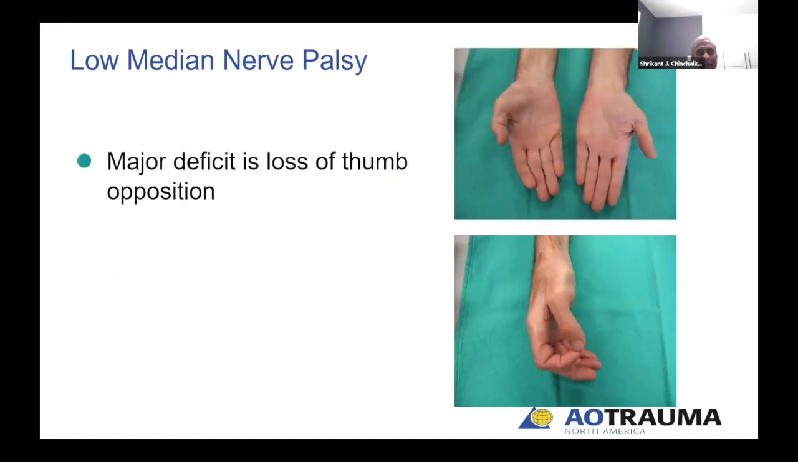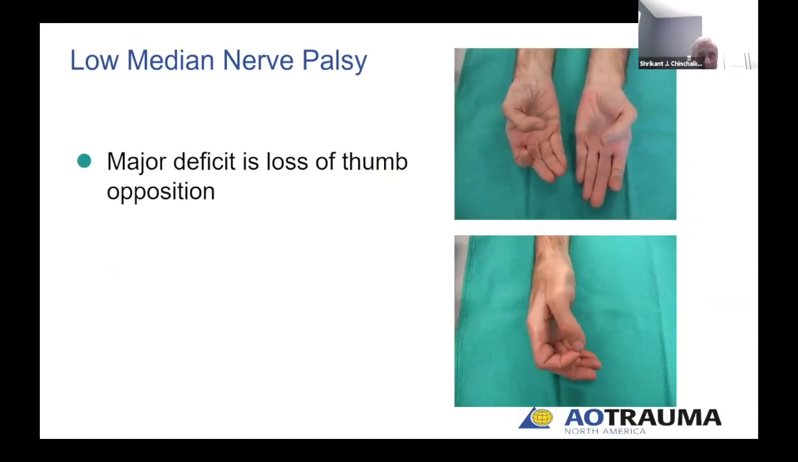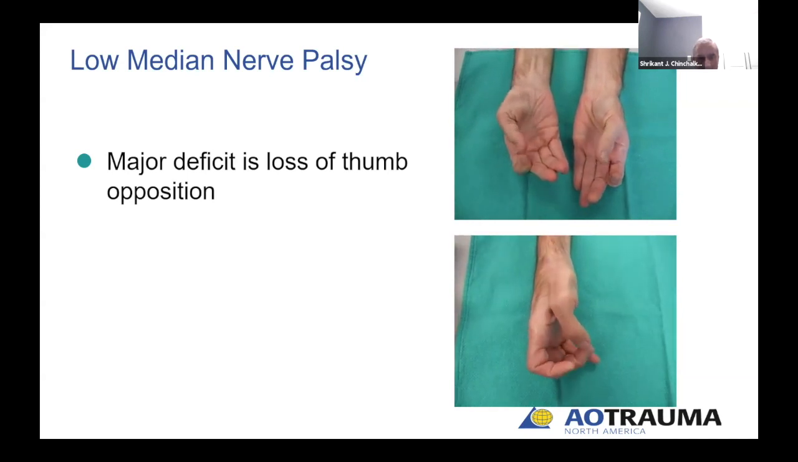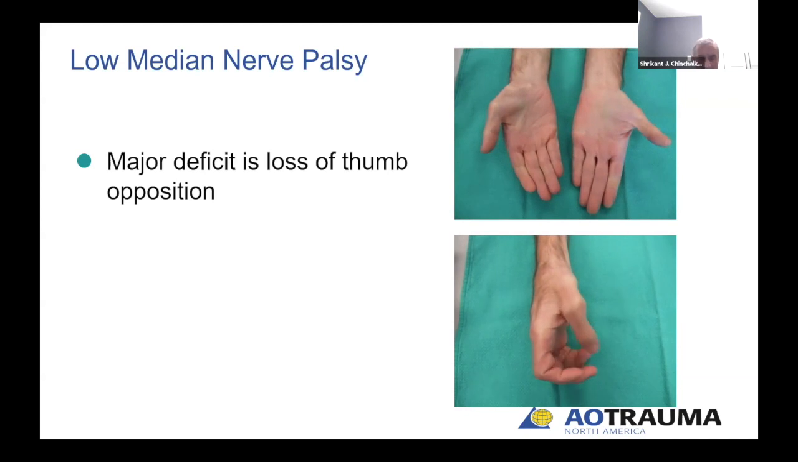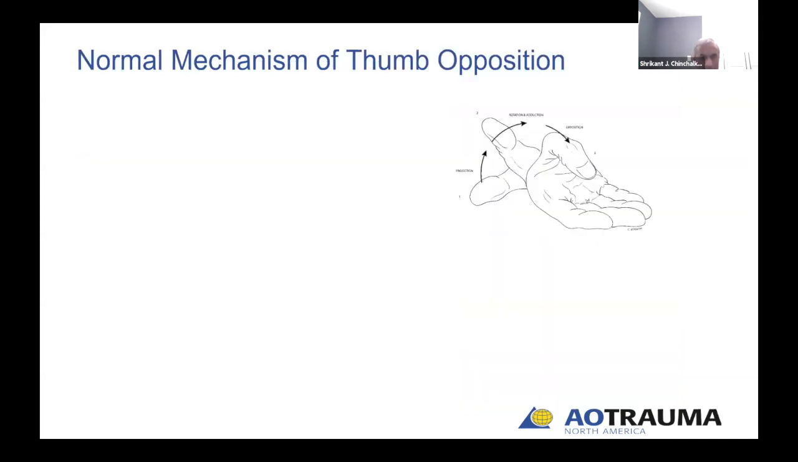Let's look at median nerve, low median nerve. Of course, the major deficit is loss of thumb opposition. So here, of course, the person is unable to perform the 3 components of opposition of the thumb. So let's look at what is the normal mechanism of thumb opposition.